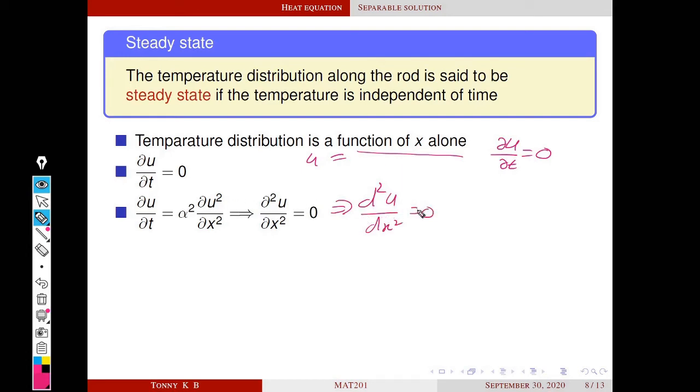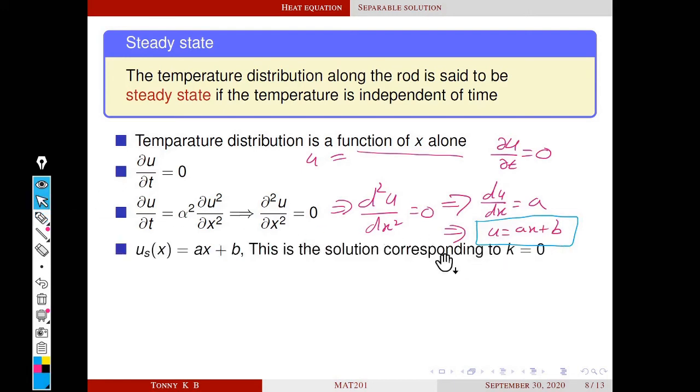Then integrating this expression 2 times, we get the steady state temperature u. Integrate once more, then we get, so this is the steady state temperature. U is equal to ax plus b, where a and b are arbitrary numbers. We denote the steady state temperature by U_S(x). So S stands for steady state. U is our temperature. U_S(x) is equal to ax plus b.